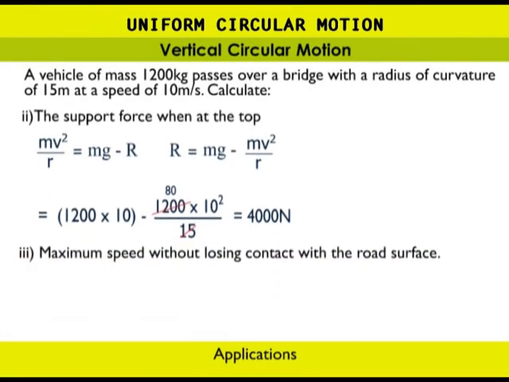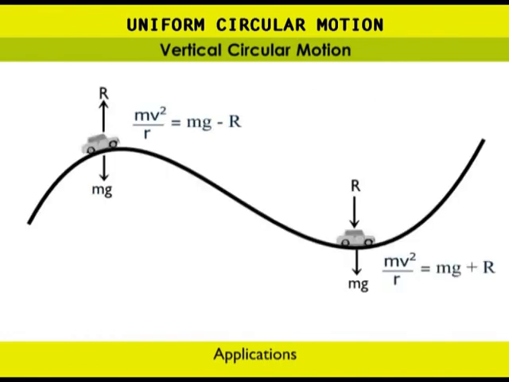Finally, maximum speed v is equal to the square root of rg, that is the square root of 15 times 10, and that is equal to 12.25 meters per second. At the valley bottom, R and mg act in the same direction, so the resultant force which provides the centripetal force mv squared over r is equal to mg plus R.